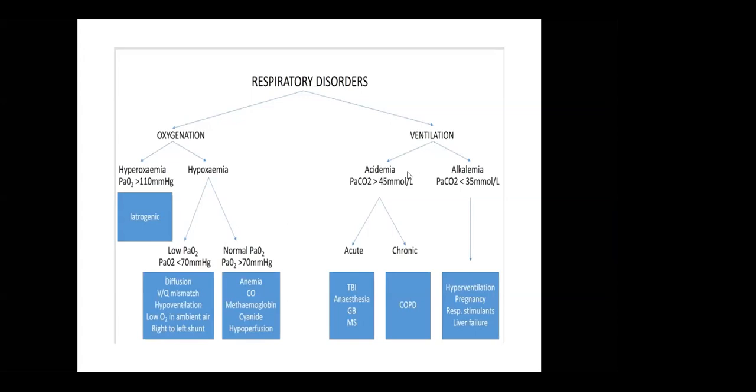Coming to ventilation disorder, there are two types of disorder: respiratory acidemia and alkalemia. Respiratory acidemia is defined as PaCO2 more than 45 millimole, and it can be acute or chronic.